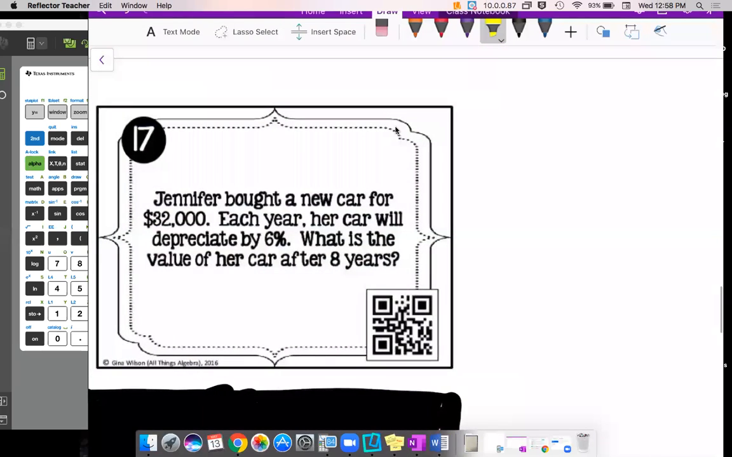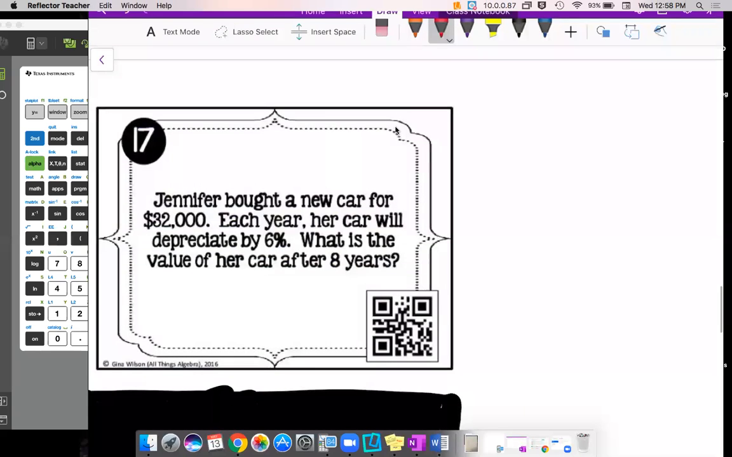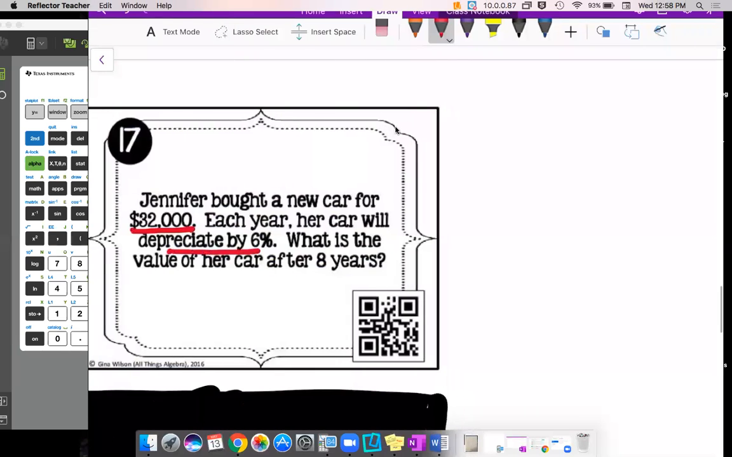Okay, last one. I'm hoping this is like a piece of cake because we've done this so many times in geometry and this year. So it says Jennifer bought a new car for $32,000. Each year her car depreciates by 6%. What is the value of her car after 8 years? So you know that your starting value, your a sub 0, is 32,000.